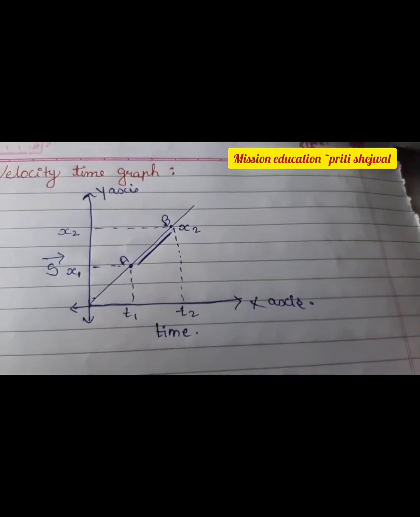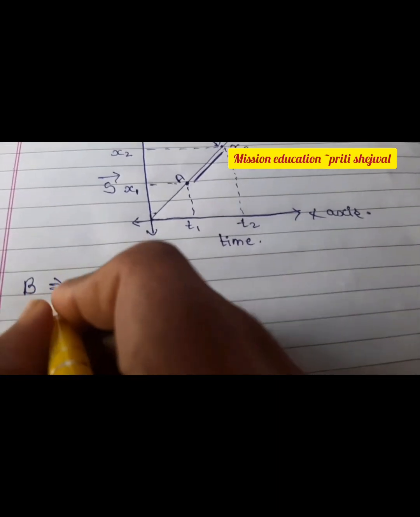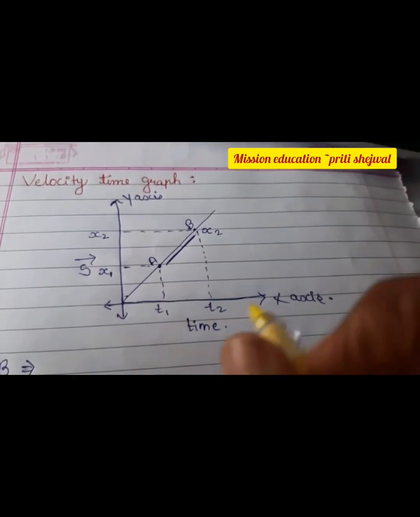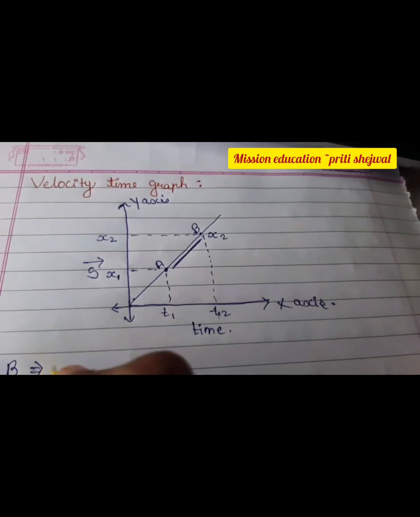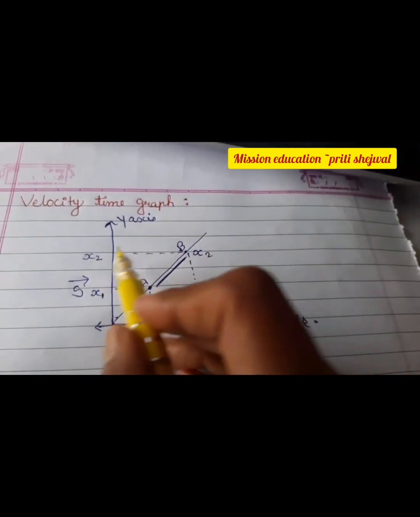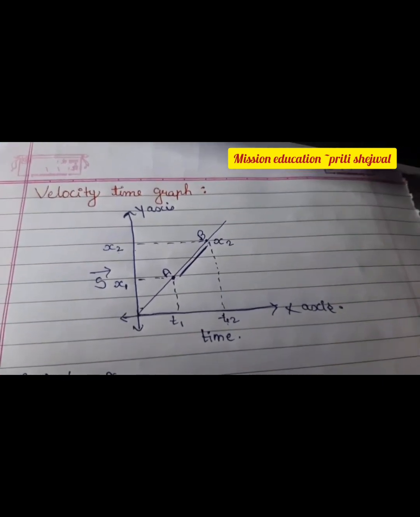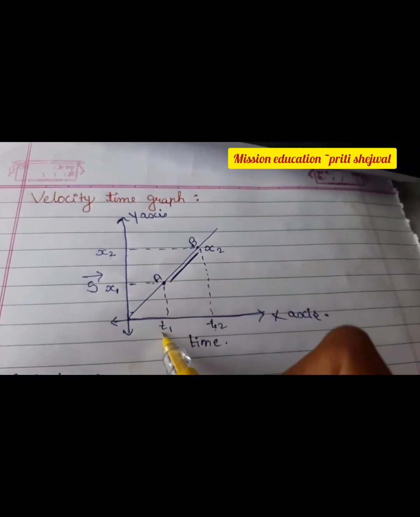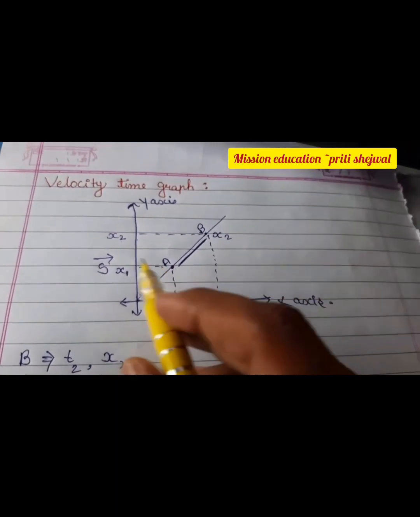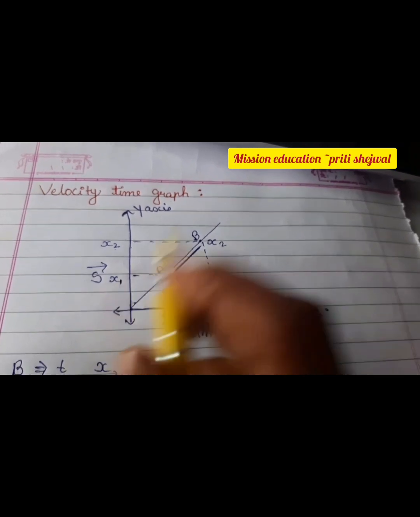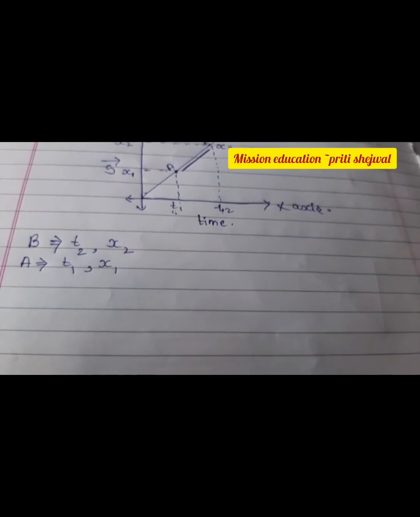So what will be the B coordinates? B coordinates will be T2. On the x-axis the B coordinate is T2 and on the y-axis the B coordinate is X2. Same we are going to do with A. On the x-axis the A coordinate is T1, so we'll write T1, and on the y-axis the A coordinate is X1. Okay, so these are the coordinates.